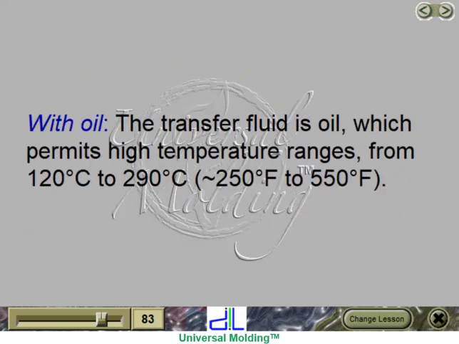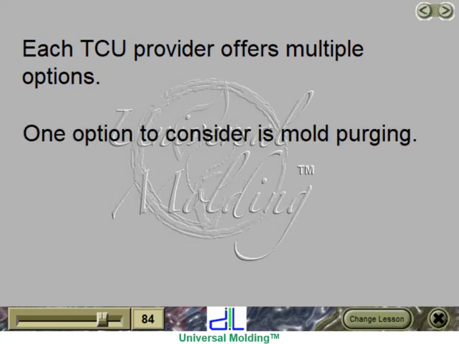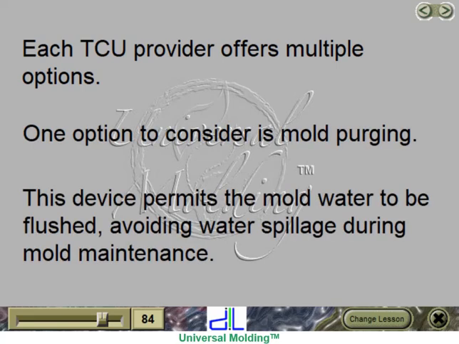With oil. The transfer fluid is oil, which permits high temperature ranges, from 120 degrees centigrade to 290 degrees centigrade, or about 250 degrees Fahrenheit to 550 degrees Fahrenheit. Each TCU provider offers multiple options. One option to consider is mold purging. This device permits the mold water to be flushed, avoiding water spillage during mold maintenance.